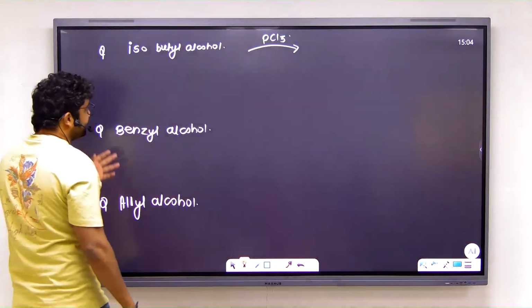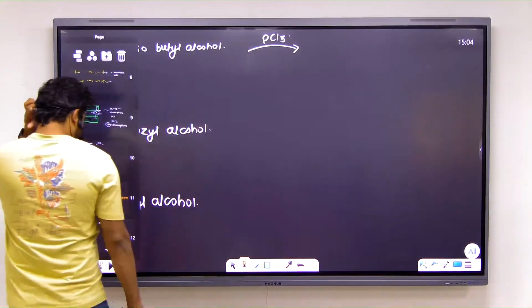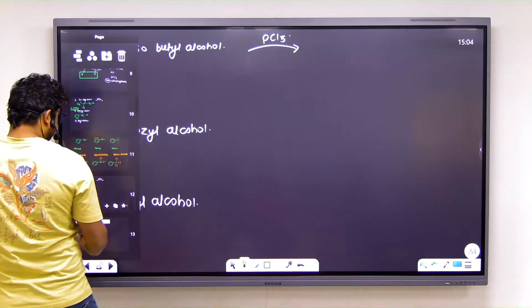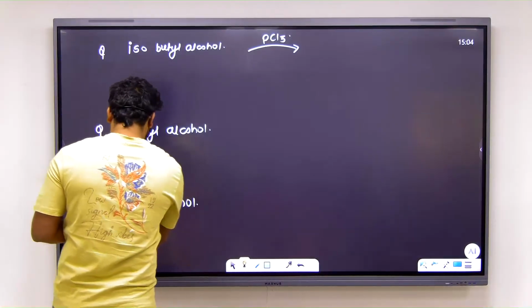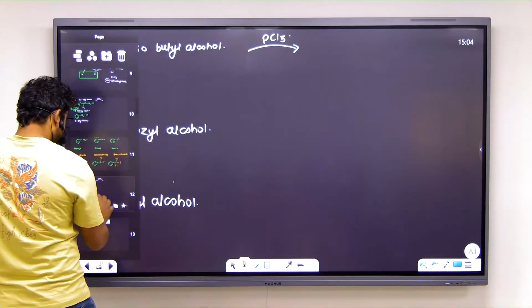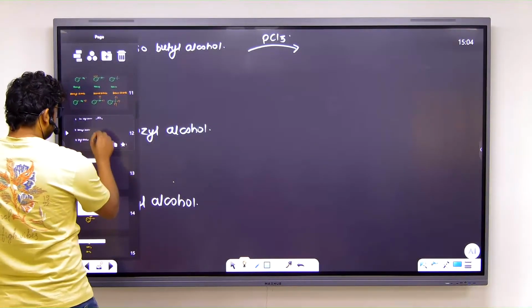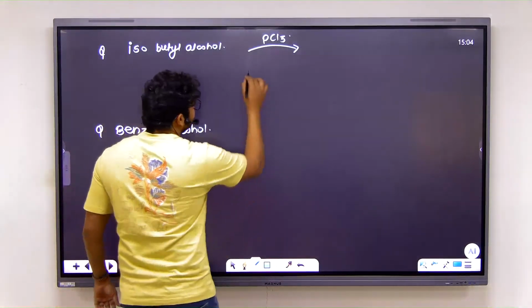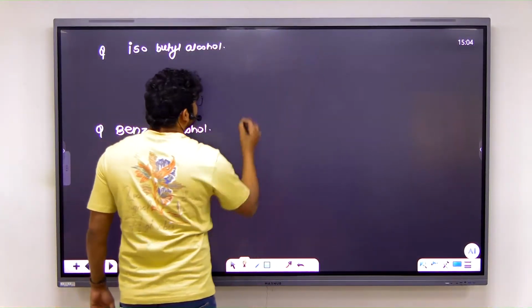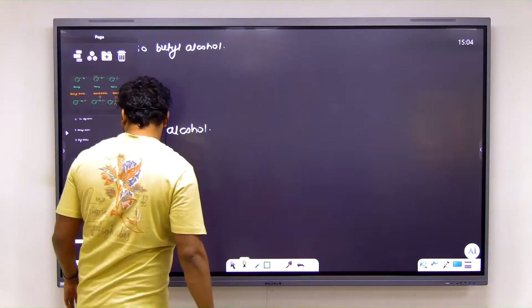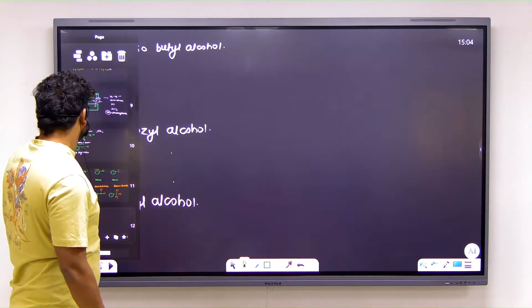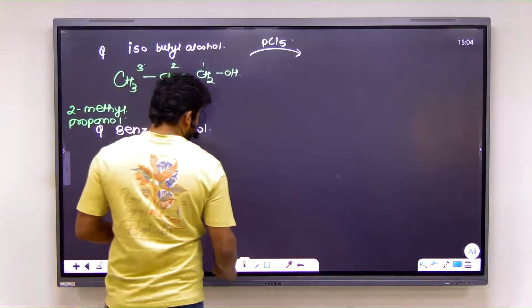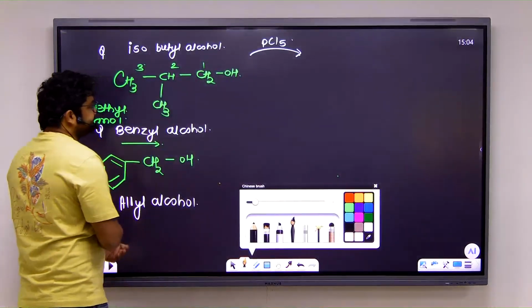Let's try to understand this example. It was your PCl5 instead of PCl3. I'm going to write... Okay, this page, PCl5 there.